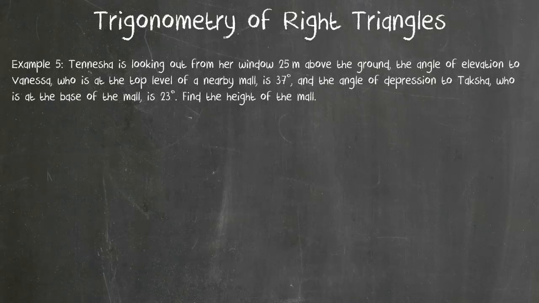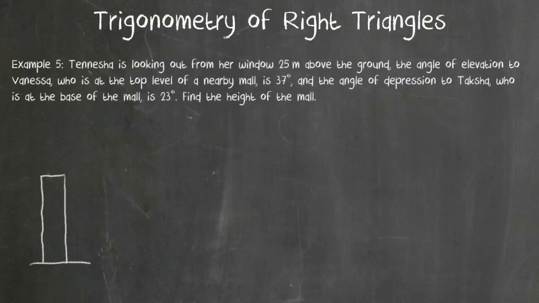So whenever we're given a problem like this, first step is to draw a diagram. It doesn't have to be to scale, but a simple diagram to help us see what's going on and what we need to solve for. So here's Tanisha in her building. She's approximately 25 meters above the ground. Again, we'll label that point T. Here we have the nearby mall. We know it's going to be a taller building because she's looking up to somebody.